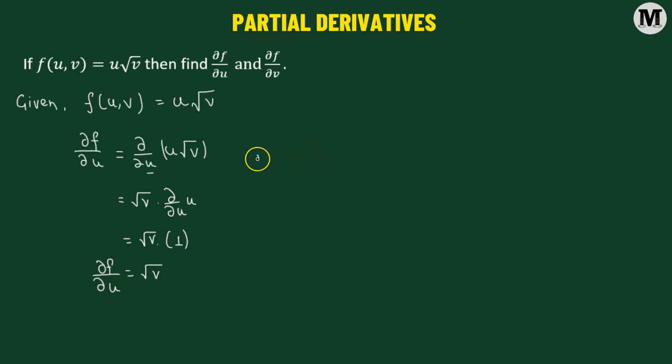Now what we'll do, we'll try to calculate the partial derivative of f with respect to v. So that means we'll take partial with respect to v of the function u times square root of v. Now since we are taking the partial derivative with respect to v, here v is the variable, meaning u will automatically become a constant. So we are going to pull it out of the derivative.